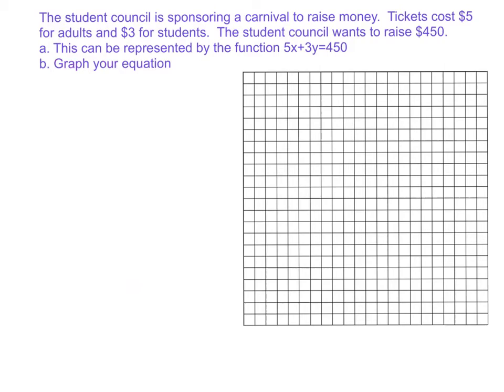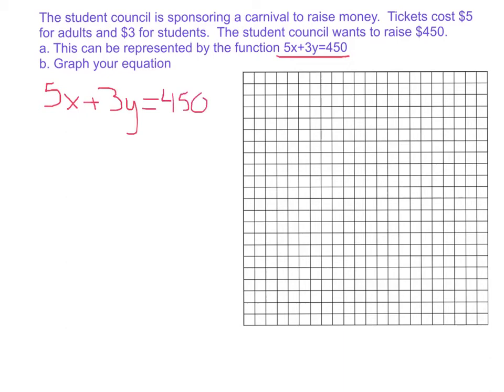Alright, here is our last example. It says, the student council is sponsoring a carnival to raise money. Tickets cost $5 for adults and $3 for students. The student council wants to raise $450. This scenario can be represented by the function 5x plus 3y equals 450. And we want to graph that equation. And we're going to do that by finding x and y intercepts.